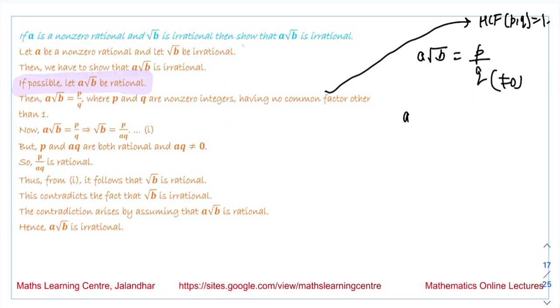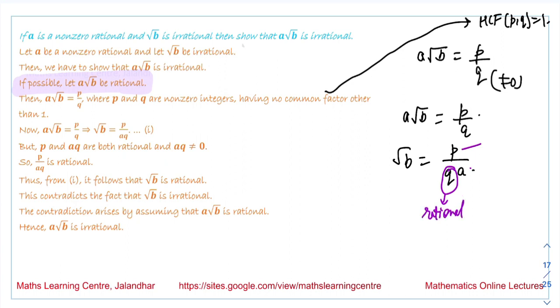So it means we can write a root b, that number we are talking about, is equal to p by q, then we can write root b is equal to p by q times a. Now we are saying all these numbers, this q, it is an integer we are saying, so it is rational.